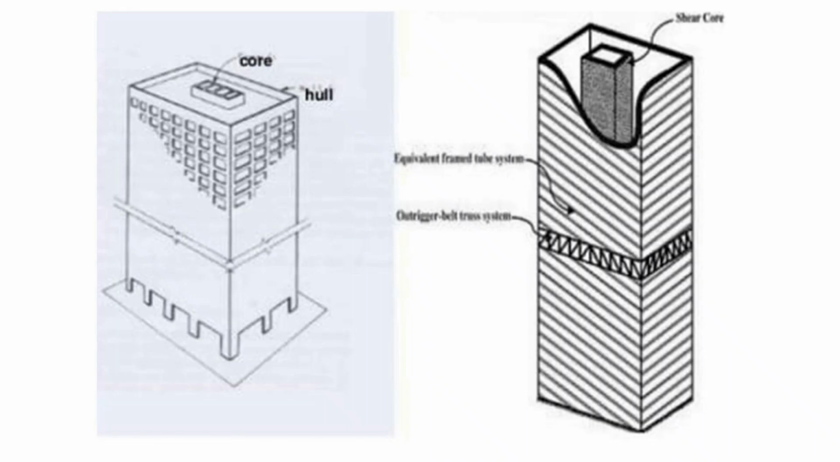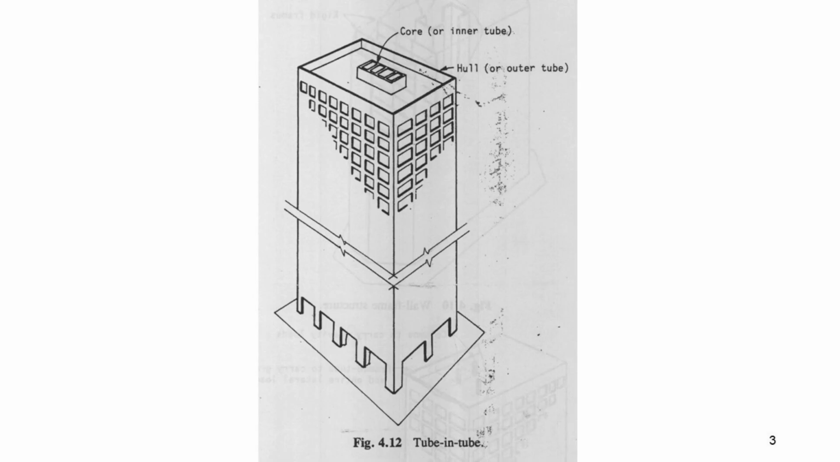Figure shows tube-in-tube structure. This type of structure consists of an outer frame tube with an internal elevator service core. The hull and core are joined together to resist both gravity and lateral loading. If a steel type of structure is used, the core may consist of braced frames, whereas in a concrete structure it would consist of an assembly of shear walls.